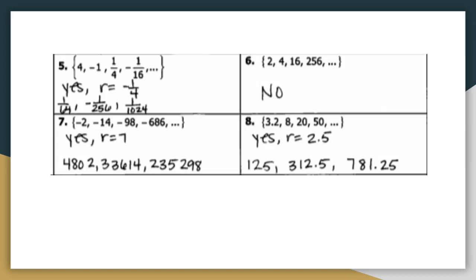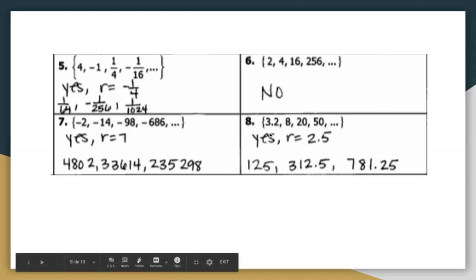Now, number 7 is what most people will get wrong because they'll see a negative and they'll automatically assume the ratio has to be negative. But notice they're all negative numbers. So if they're all negative numbers, then don't worry about that. But negative 2 times what number gives us a negative 14? Well, that would be 7. Negative 14 times 7 gives us a negative 98, and so on and so forth. And then here are our final 3 terms.